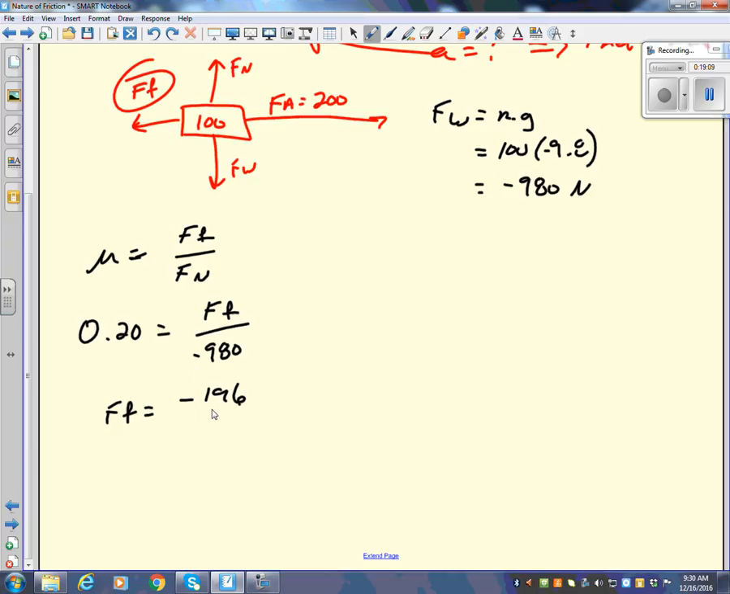Okay, so now what? F net is equal to? Oh, F, right, not MA. FA plus FF. We're solving for F net. The applied force was 200. Oh, minus 196. Hopefully you don't need a calculator for that. You multiply them, right? Sorry, you times them. You gazinta them.